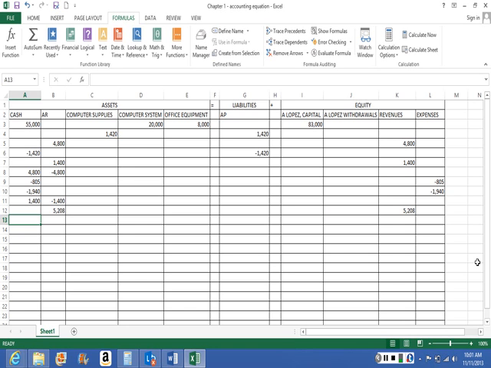So we're paying wages. How do we pay it? We pay it with cash. So cash is going down by $875. And what is this cash payment for? It is a payment for wages. Wages to the business are an expense. So we are subtracting out $875 under expenses.